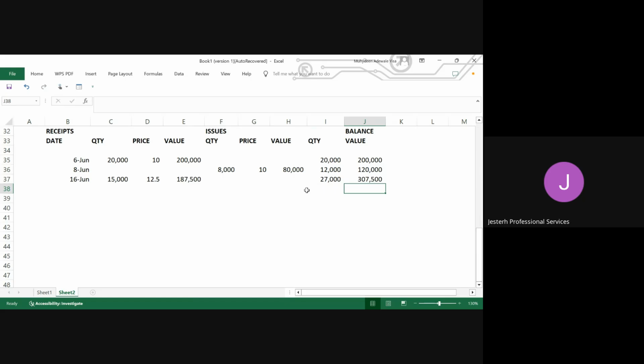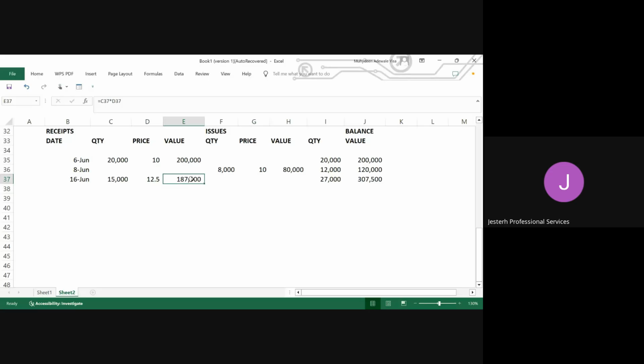You had the two together. It's going to give you 307,500. The initial what you have in your store is 12,000 quantity with the total value of 120,000. Then on the 16th, you decided to add some units to it by purchasing 15,000, which when you purchase it, you were able to pay 187,500 for the product. Then you now add what you purchased to what you have already have in your store. You know, just like plus or minus.